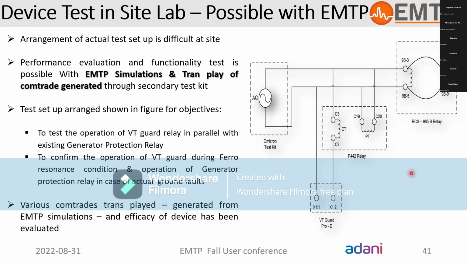The VT-Guard device was tested in the site laboratory. The test setup can be seen here. The objective was to test the operation of the VT-Guard device in parallel with the existing generator protection device, and to confirm the operation of the VT guard during ferroresonance condition and the operation of the protection relay in case an actual ground fault occurs. So various components generated from the EMTP simulations were transplayed, and the efficacy of this device was evaluated.